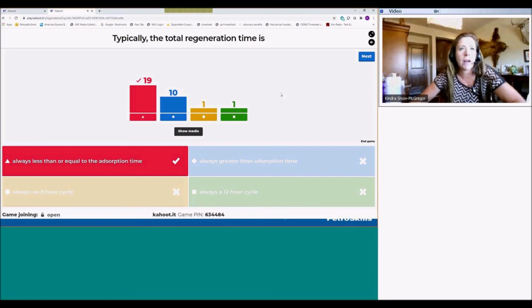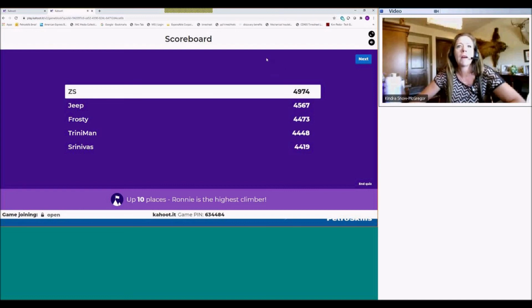All right, beautiful job. Typically, my total regeneration time is less than or equal to the adsorption time. If it's greater than my adsorption time, that's a problem because now I won't be able to get my beds regenerated before it's time to switch them to another bed. So that means I'm operating under water breakthrough, and probably my cryogenic plant downstream is going to be freezing off. So that's a bad deal. So we always have to have it regenerated before my adsorption cycle is done. All right, ZS is in the lead, followed by G.